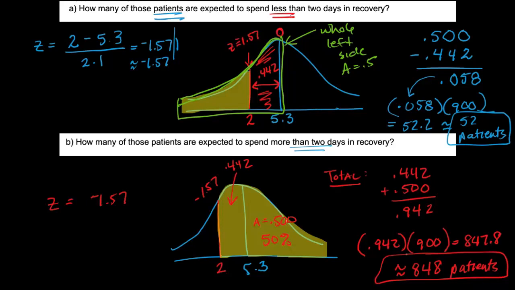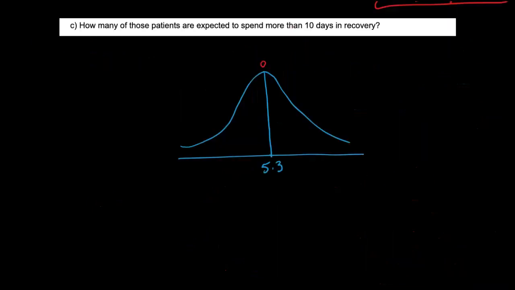And then we've got one more. So in part C, how many of those patients are expected to spend more than 10 days in recovery? So I draw my graph. 5.3 is the average, the mean. I put the 0 on the top. That's equivalent to a z-score of 0. So 10 days would be more than 5.3. I'm going to put it on the right. So 10 days would be down here.